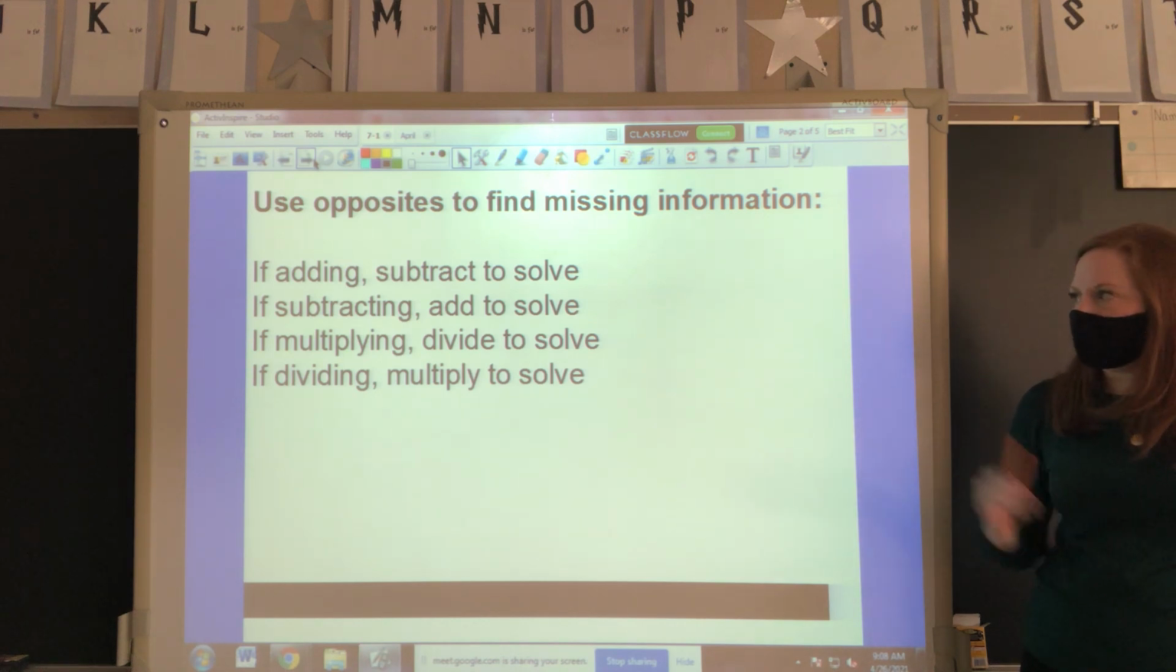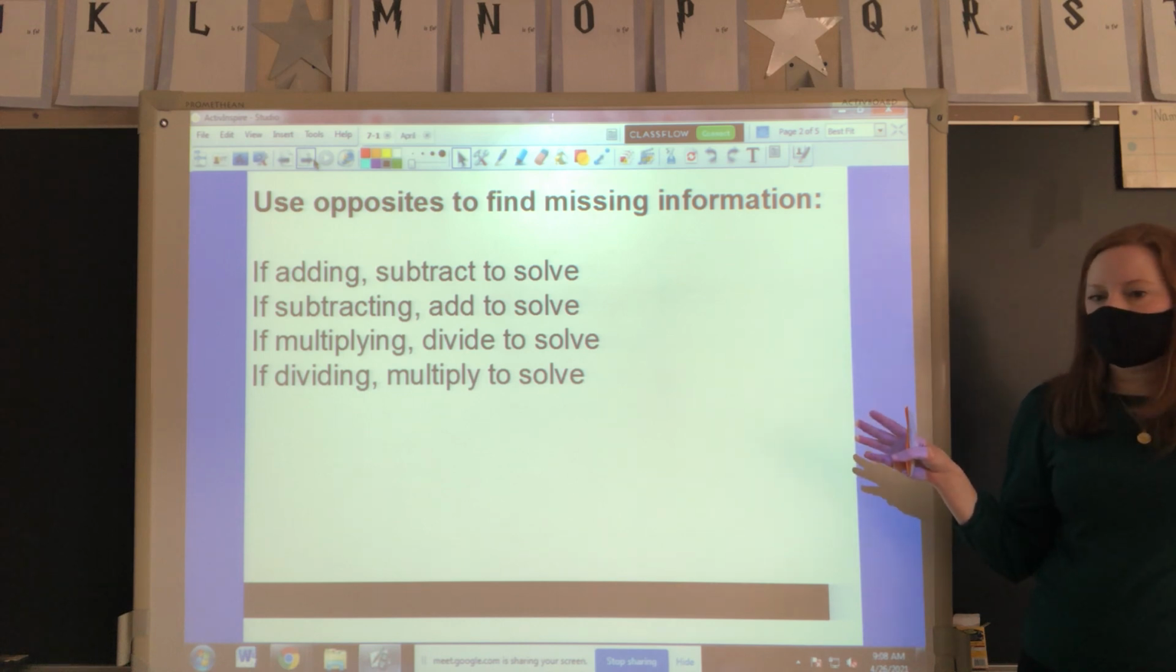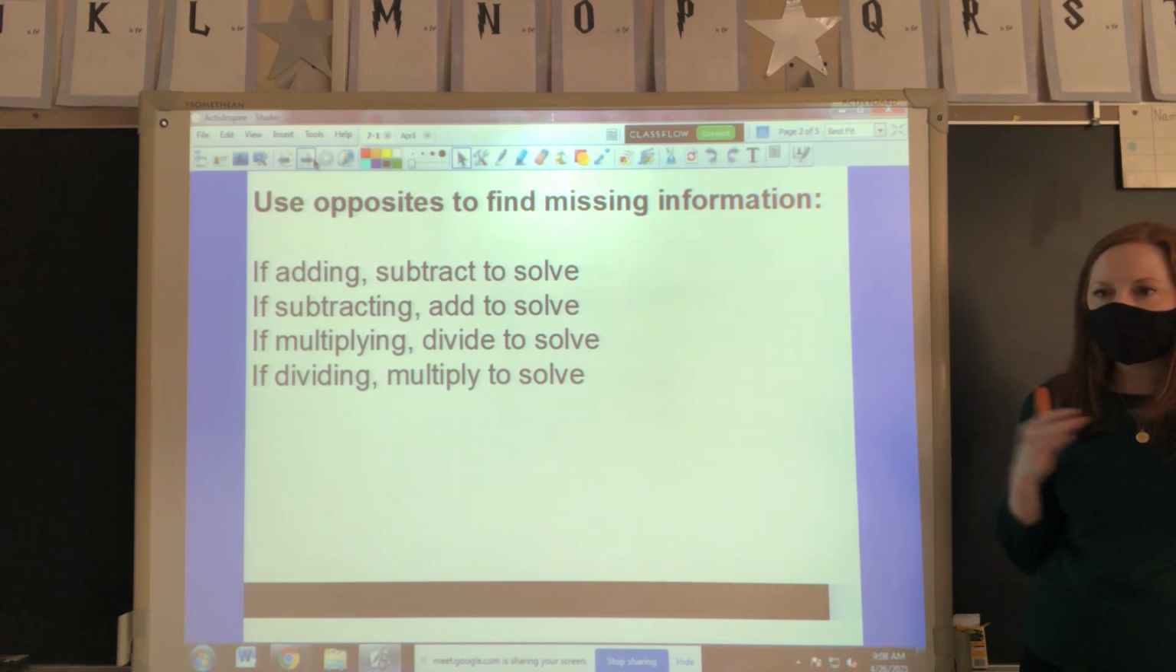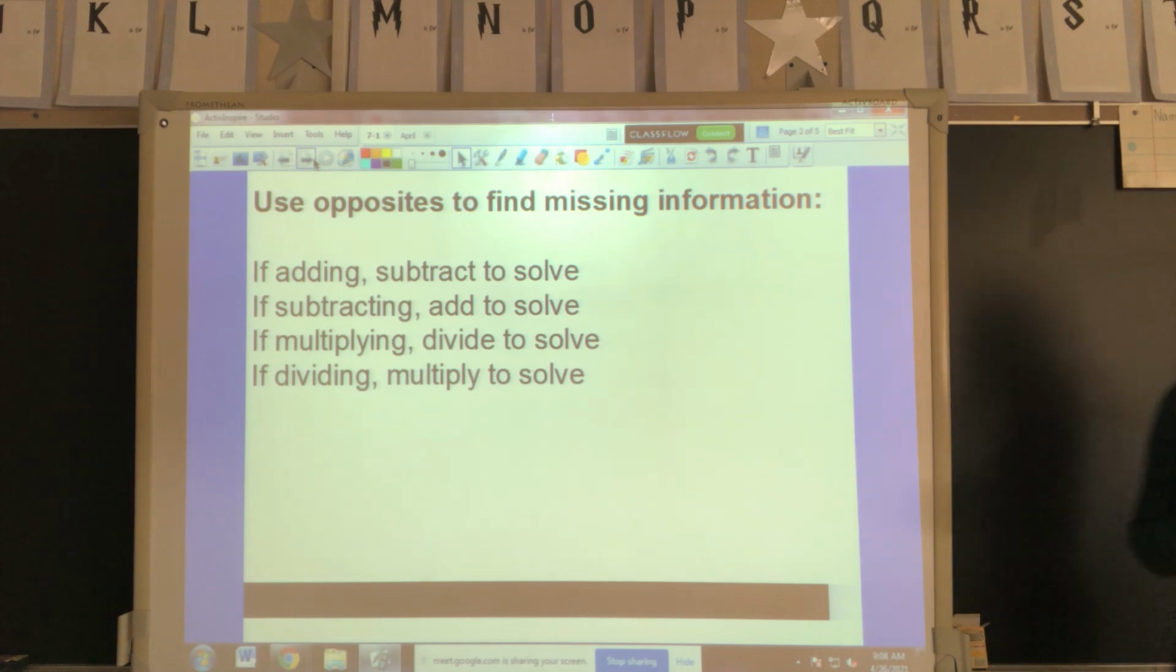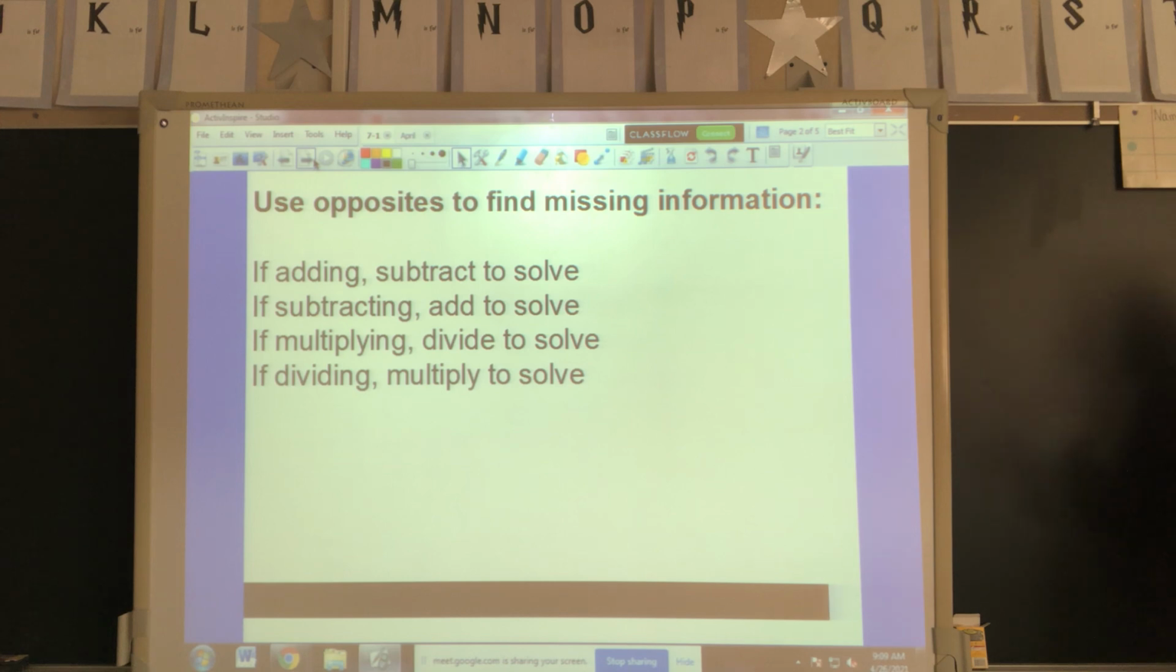If you want to just put a plus sign and subtraction sign because you don't want to write all this, that's fine. Just know what the opposites are. So adding and subtracting are opposites of each other, and multiplying and dividing are opposites of each other. This is going to come in handy for what we're doing here. So as long as you know those, you should be good to go.